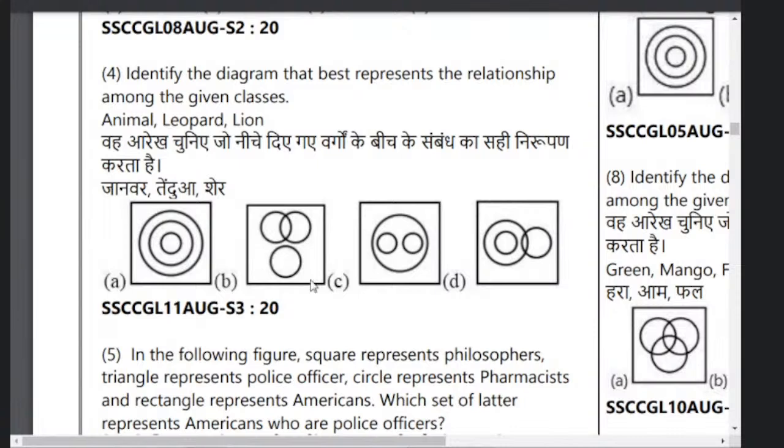Okay, option C is the correct one, because leopard and lion both are animals, but leopard can't bear lion. So option C is the correct option. Okay.